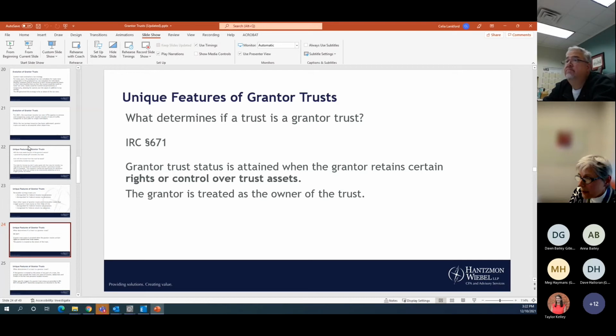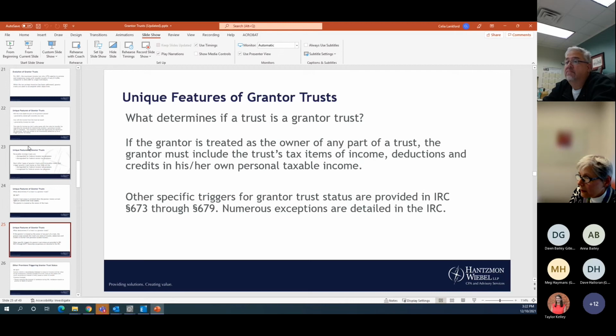Now, the next few slides are in here for reference, but I'm not going to spend a lot of time on them. What I'm simply going to point out is that if the grantor is treated as the owner of any part of the trust, he must include the items of the trust in his own income: taxable income, deductions, and credits. The triggers for grantor trust status are in the Internal Revenue Code, sections 673 through 679. I'm going to read through them, but we're not going to spend a lot of time on them because there are other areas where we can spend our time more valuably.